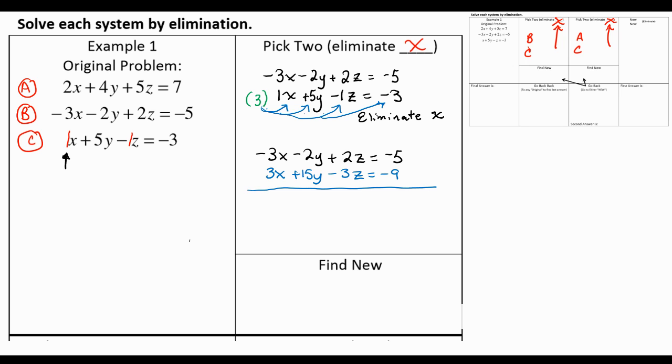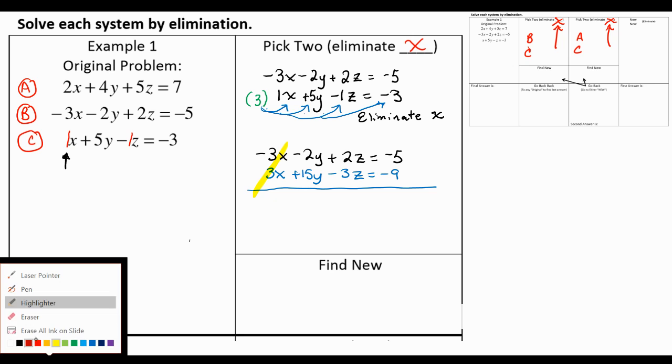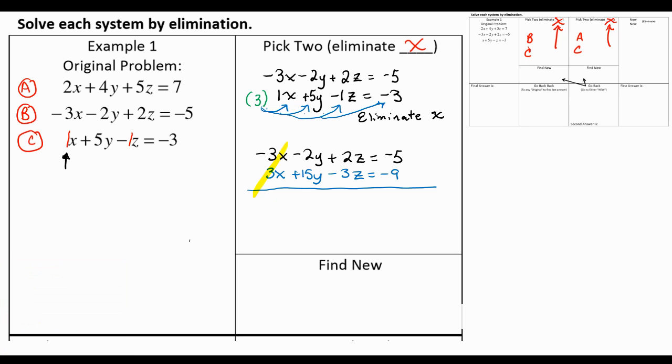Okay, so we're eliminating x. So -3x and positive 3x cancel. That was our whole goal. And so now we just go ahead and add and subtract. So 15y's minus 2y's is 13y's. 2z minus 3z is -1z. And that's equal to -9 and -5, which is -14. So what we just did is we eliminated x. And we just found a new equation.